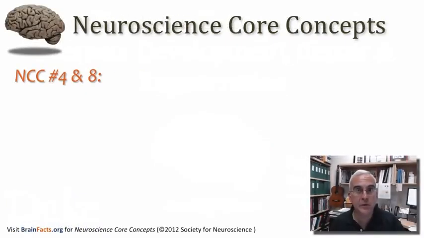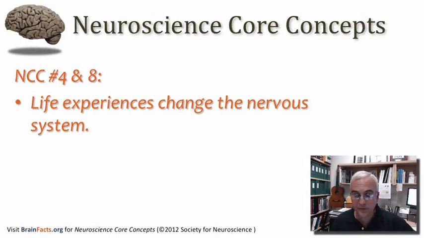Today's tutorial relates to two of our core concepts in the field of neuroscience. First, that life experiences change the nervous system. We'll spend some time in this tutorial talking about a variety of life experiences that have an impact on nervous system structure and function, including injuries to the nervous system.